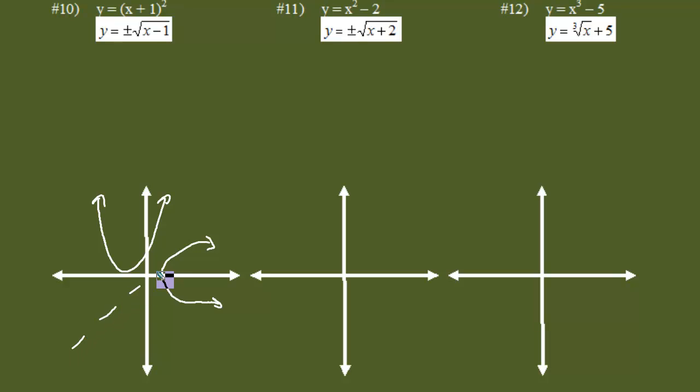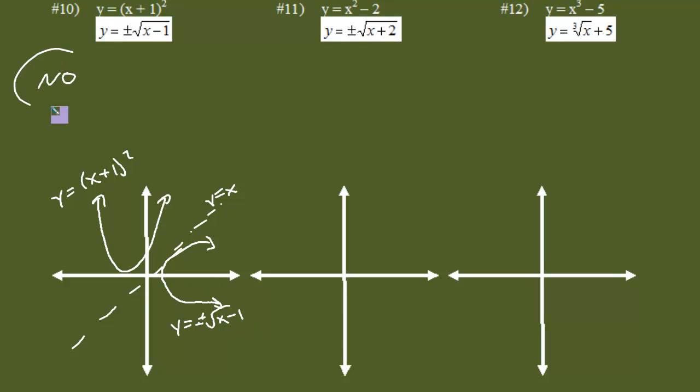Are those graphs symmetric with respect to the line y equals x? No, they're not. Therefore, they are not inverses of each other. Not inverses. If they're not, you're supposed to find the inverse of the first function. To do so, interchange your x and y. Get y by itself.